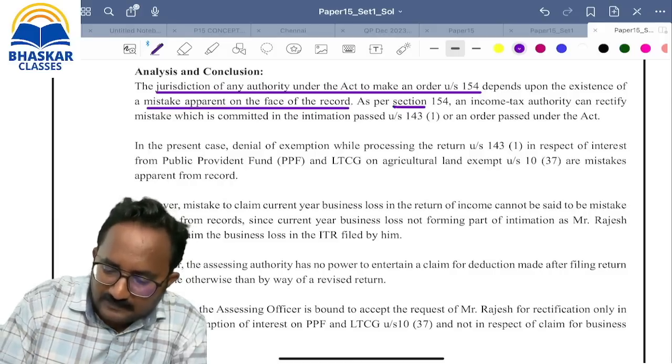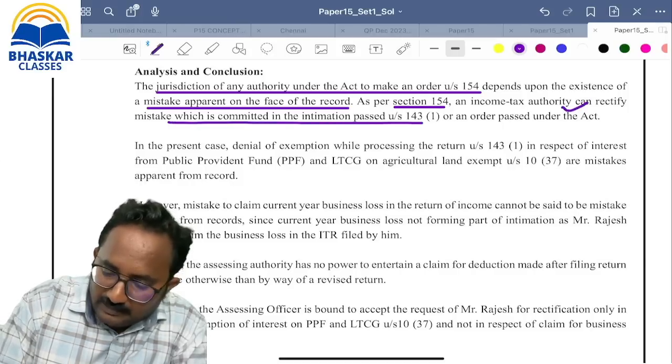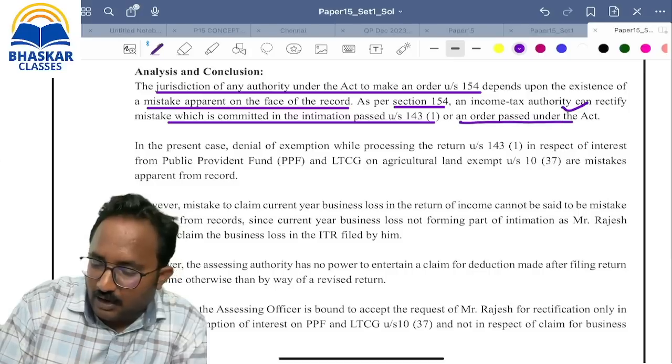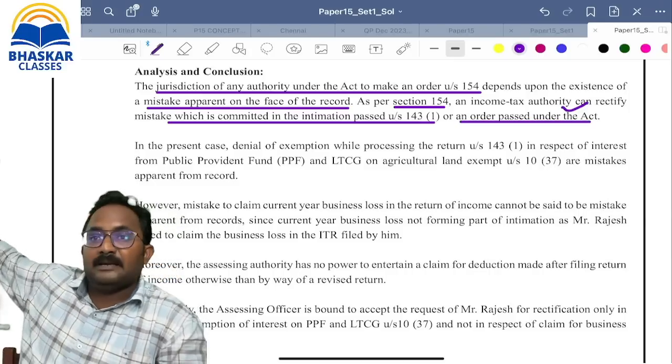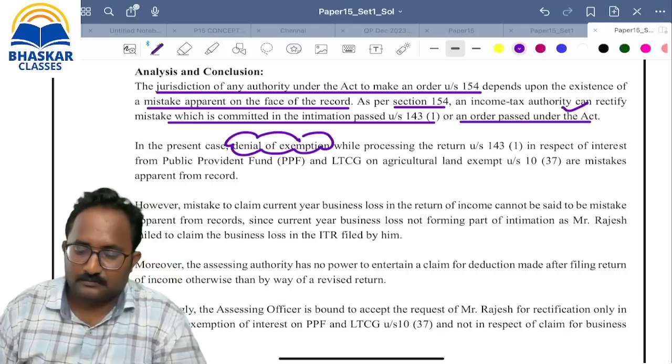Can you tell me? As per section 154, the income tax authority can rectify any mistake committed in the intimation under section 143(1) or in any order passed. Here, were mistakes committed or not, ma? What is the mistake they committed? Denial of exemption.